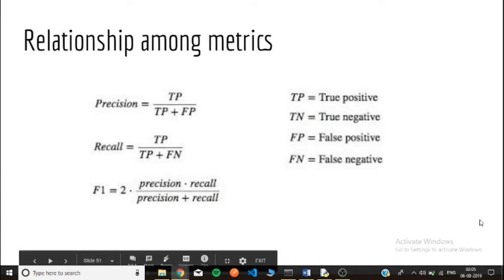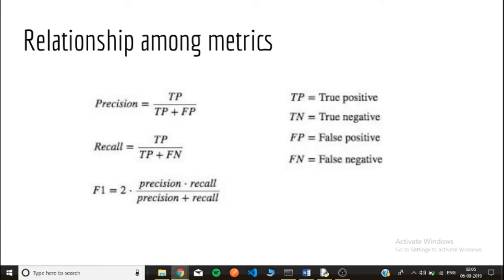Now, I will tell you about the relationship among different metrics like precision and recall related to the markers we have studied in a confusion matrix. Precision equals true positives upon true positives plus false positives, whereas recall equals true positives upon true positives plus false negatives. And the F1 score is the harmonic mean of precision and recall.